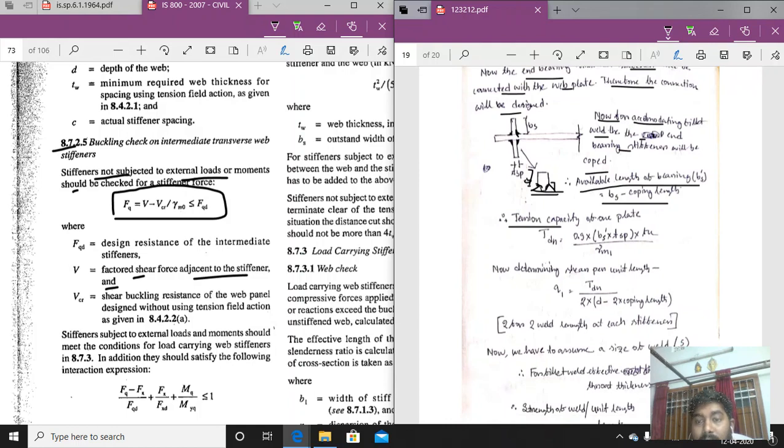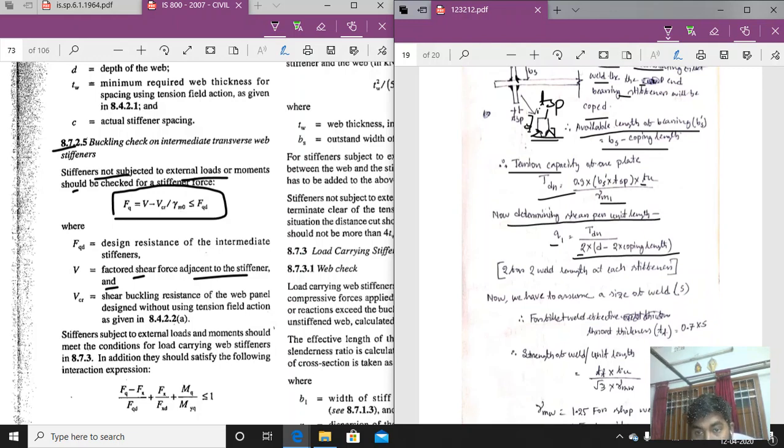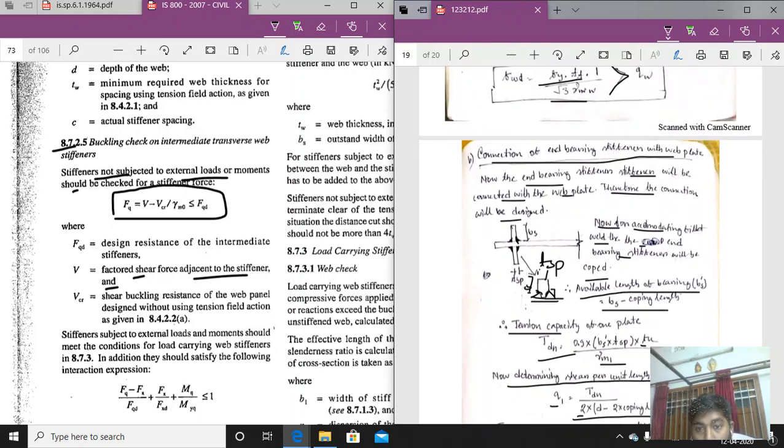Tension capacity is determined. Tdn is equal to the following formula, 0.9 An. So An is equal to, for that area, Bs dash into Tsp, that is the thickness of the plate. This is the Tsp, thickness of the stiffener. So Fu by gamma m1. So from here, the shear per unit length you have to determine. So Q1 is equal to Tdn divided by 2 into D minus 2 into coping length. From there, Q2. Now coming to Q2, because there are two weld lengths at each stiffener, 1, 2, 3, 4.